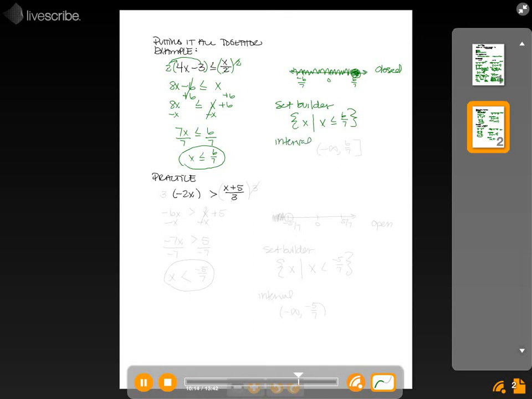I'm going to use the graph for this one. We read it from left to right. If you look at our graph, we've already got numbers that are shaded. So that means we start with a negative infinity. So parentheses, negative infinity, a comma, and we go to the right until we hit 6/7. 6/7 is a closed circle, so we need a square bracket. And there's our interval notation.